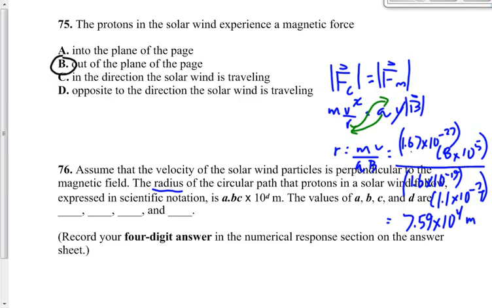So how do we express that? If they ask b times 10 to the w, then b would be 7.59. If they ask a decimal bc times 10 to the d, then we're looking for 7.594. All right? Got it?